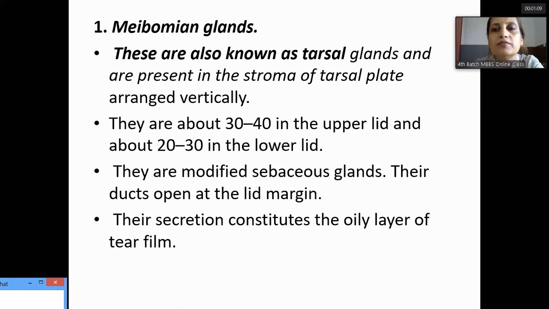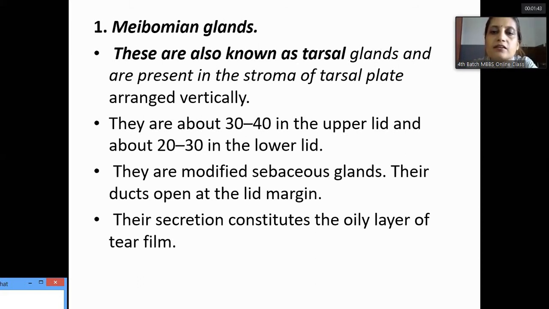In the previous class also, we have already discussed Meibomian glands. These are present in the tarsus plate, so these are also called the tarsal glands. These are present in the stroma of the tarsus plate, and they are arranged vertically. They are about 30 to 40 in the upper lid and about 20 to 30 in the lower lid. These are a modified type of sebaceous gland, and their duct opens at the lid margin.